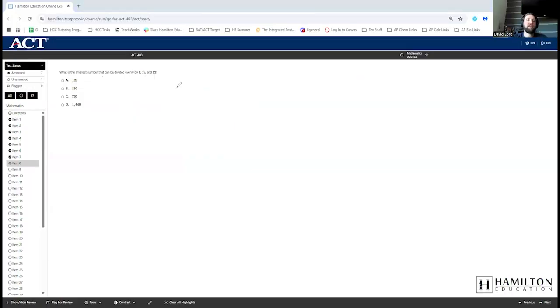What is the smallest number that can be divided evenly by 8, 15, and 12? Well, there is a button on your calculator that can do 2 terms at a time. So you can do 8 and 15, which would give us 120. And then you could take that answer and do LCM of 120 and 12, and that will give you 120. So that's one option.